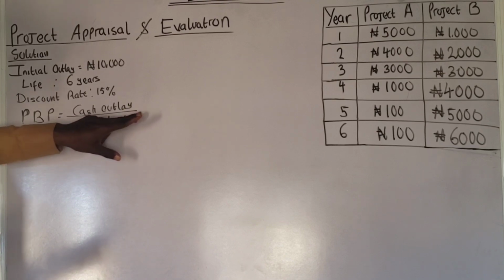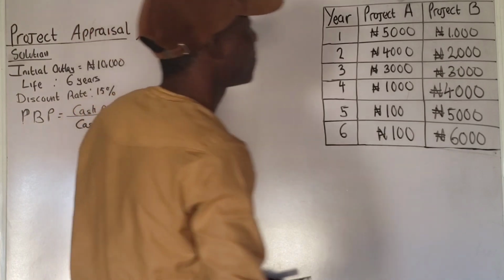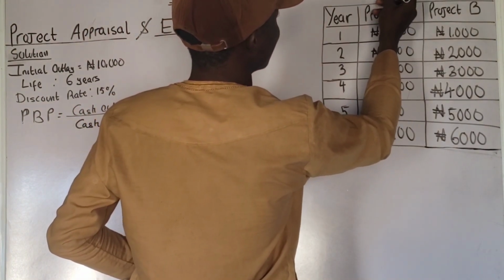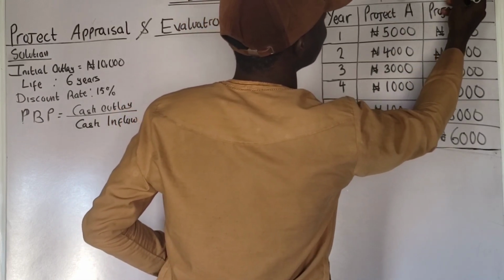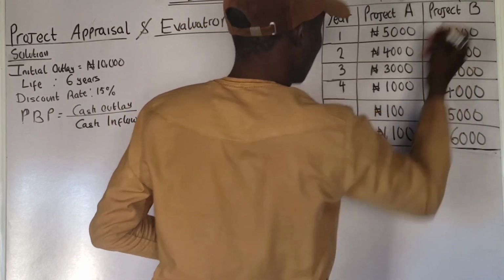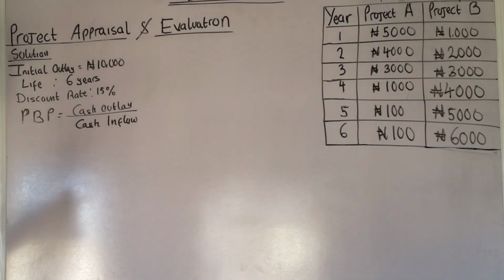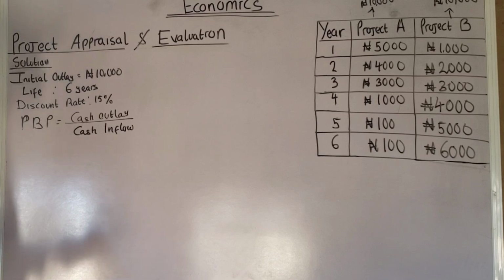We know that the cash outlay for each of the projects is 10,000 naira. That is, the cash outlay for project A is 10,000 naira, and the cash outlay for project B is also 10,000 naira. Now, the cash inflow is also the same thing as the income streams. Don't be confused if you didn't see cash inflow in the question. Cash inflow is the same thing as the income stream.